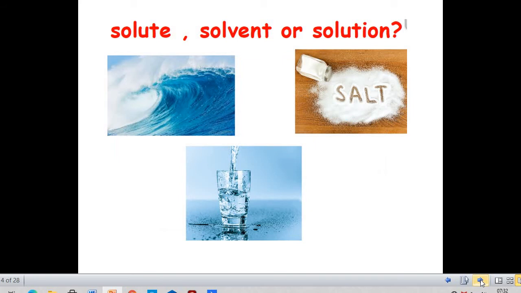You've then got 3 pictures. You've got seawater, you've got salt, you've got water. Decide which is the solute, the solvent or the solution. You may want to pause this voiceover now to give yourself a chance to have a think, so you can stop and start it.